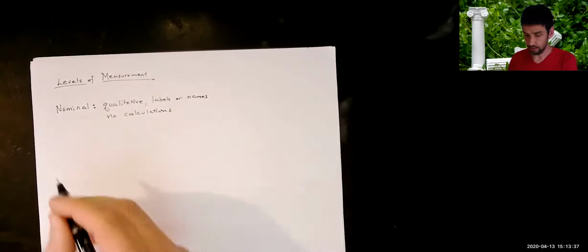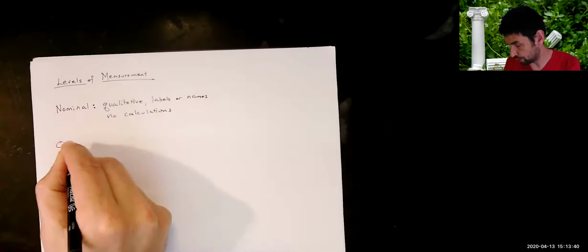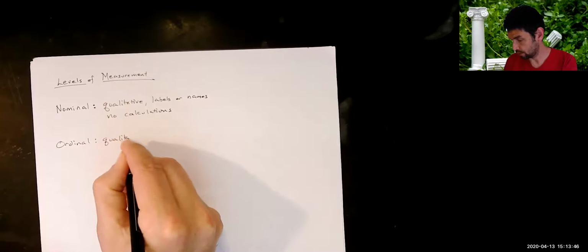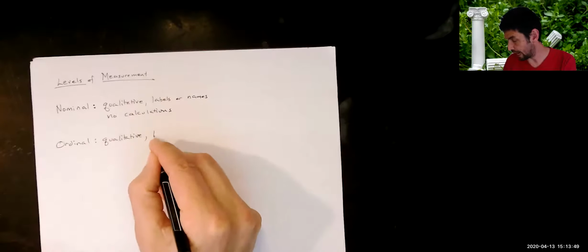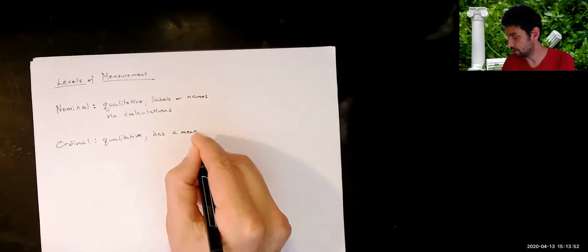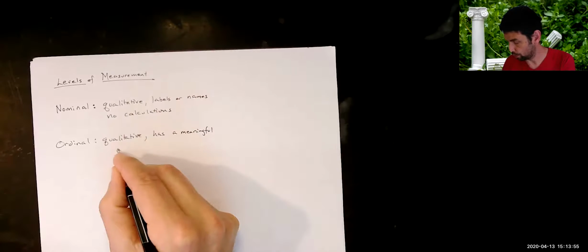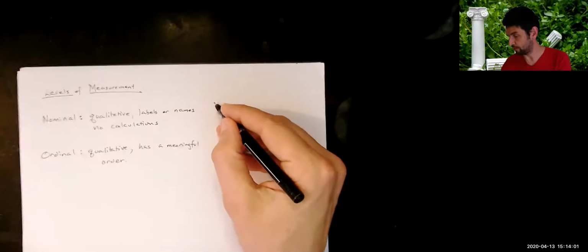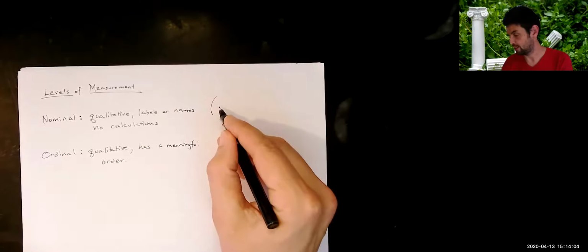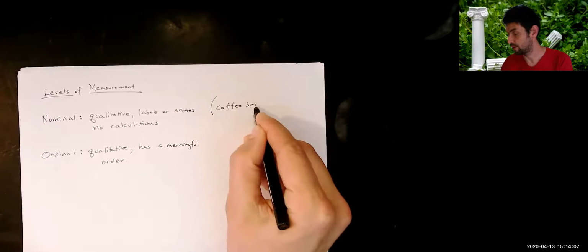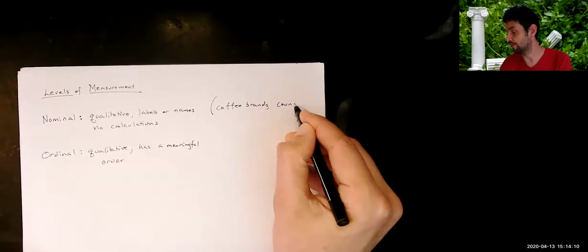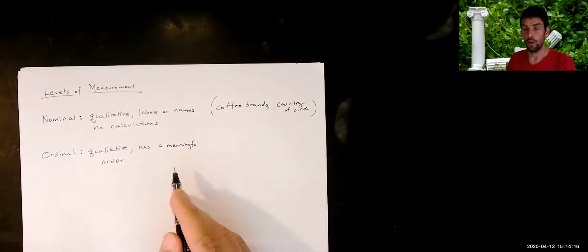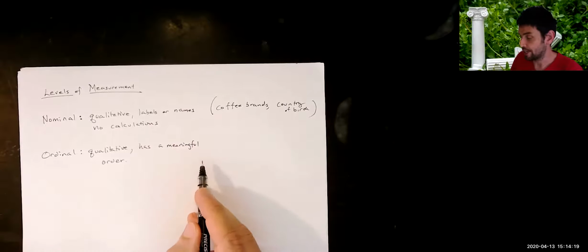So let's move up a level from nominal to what we call ordinal. Ordinal. It's still qualitative, but it has a meaningful order. Right? There's still no calculations. So for example, let's put some examples over here. Here we had, say, coffee brands, maybe country of birth. Right? Well, sometimes qualitative can still have an order. It's not numbers, but we can put that in order.